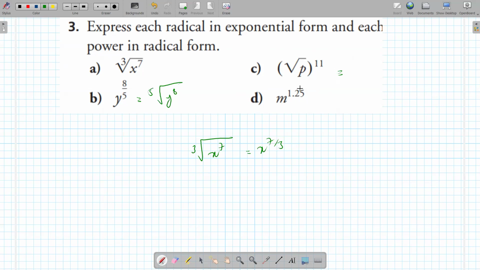If it has a root or a radical, you want to write it in exponential form. So all you have to do here is to move something around. P to the power of 1 over 2. 11 over 2. Mm-hmm. And for the last one, what about the last one? So we need to write this in radical form.